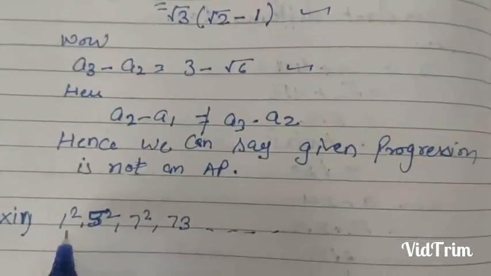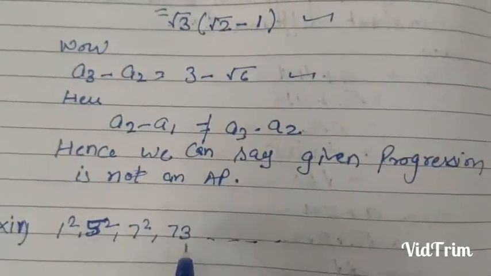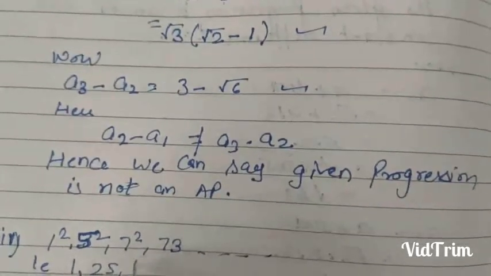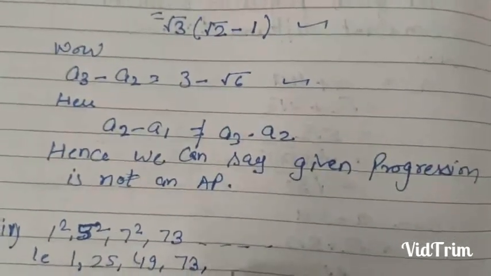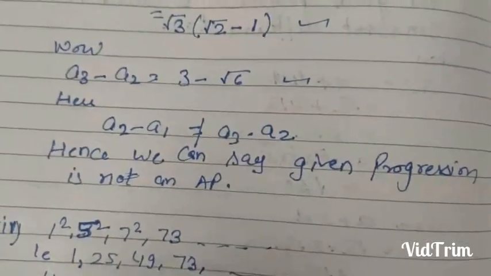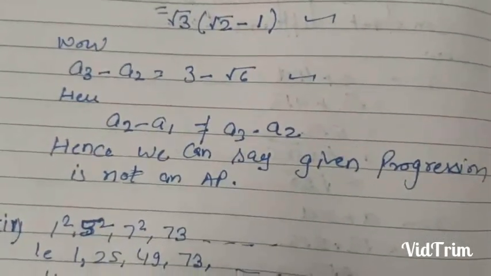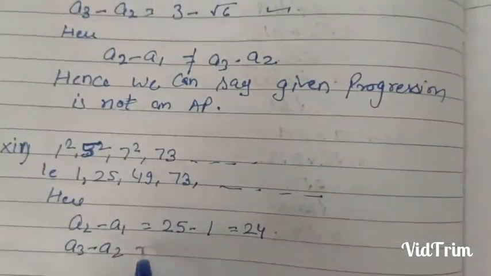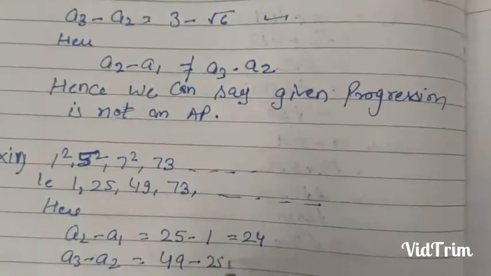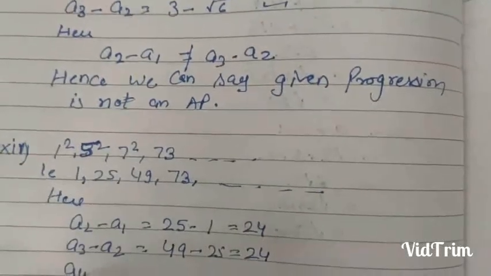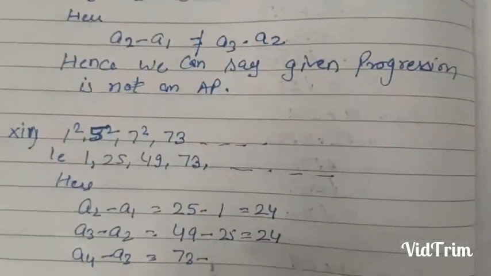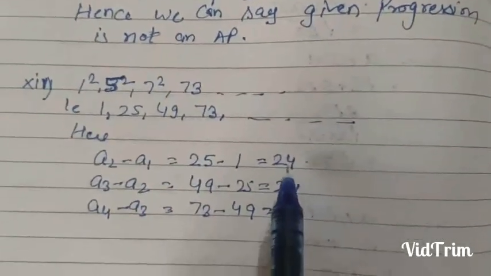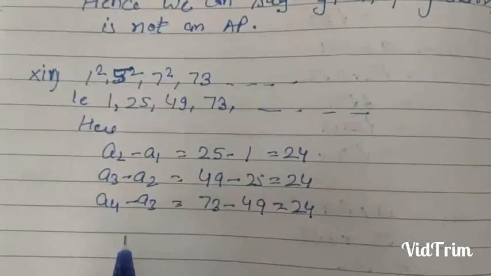And the next part is 1 square, 5 square, 7 square and 73. That is, 1 square would be 1, 5 square becomes 25, 7 square becomes 49 and the next term remains the same, that is 73, and so on. Here a2 minus a1, that is 25 minus 1, becomes 24, and a3 minus a2 becomes 49 minus 25, that is also 24. Similarly, a4 minus a3, that is 73 minus 49, is also 24. Hence, as the common difference in each case is the same, the given progression would be an AP.